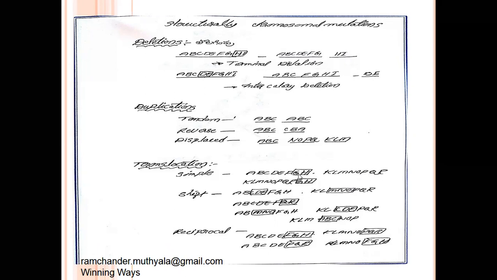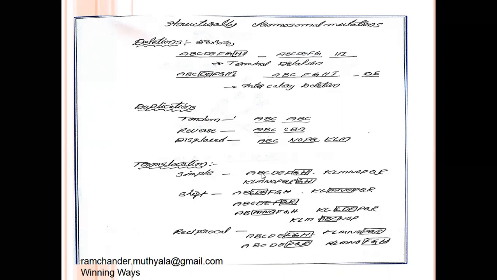The terminal genes of one chromosome, G and H, are translocated to the other chromosome. By this translocation, one chromosome size will be reduced, and the other chromosome size will be increased by the addition of G and H genes. This type of translocation is called simple translocation.